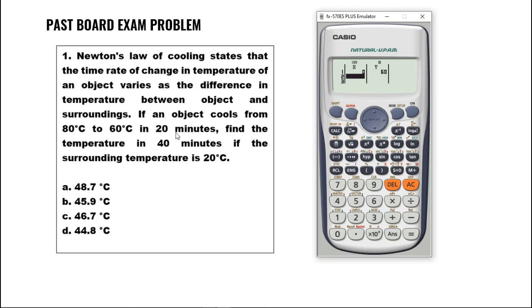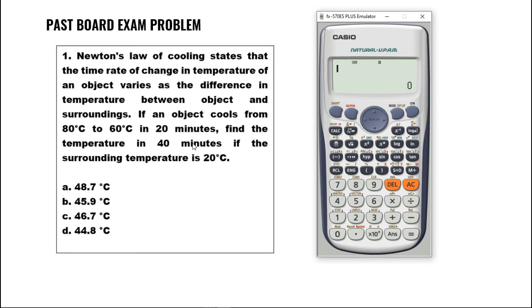Then, after 20 minutes, naging 60 degrees siya. So ito guys, of course, change in temperature. So 60 degrees, palagi nating ima-minus yung surrounding temperature. Kasi ito guys, change of temperature yung nandito sa Y column. So 60 degrees minus 20 degrees equals. So yun guys, kompleto yung data natin dito. Okay? Now, let's proceed to our answer.